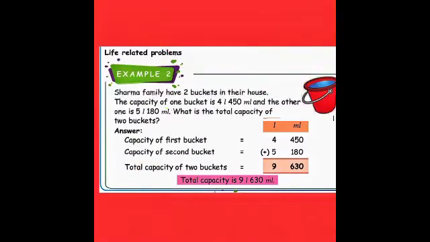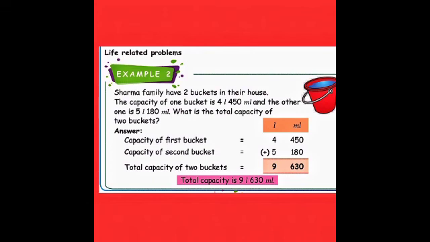The next example, example 2. Sharma family have 2 buckets in their house. The capacity of one bucket is 4 liter 450 milliliter and the other one is 5 liter 180 milliliter. What is the total capacity of 2 buckets? Total capacity means we want to do the addition. So let's see the solution part.